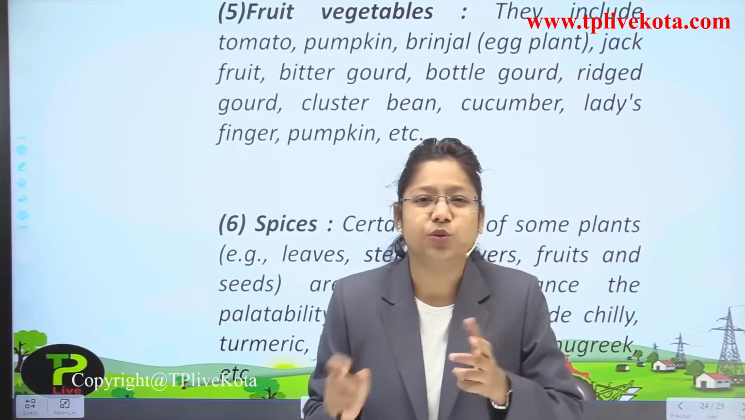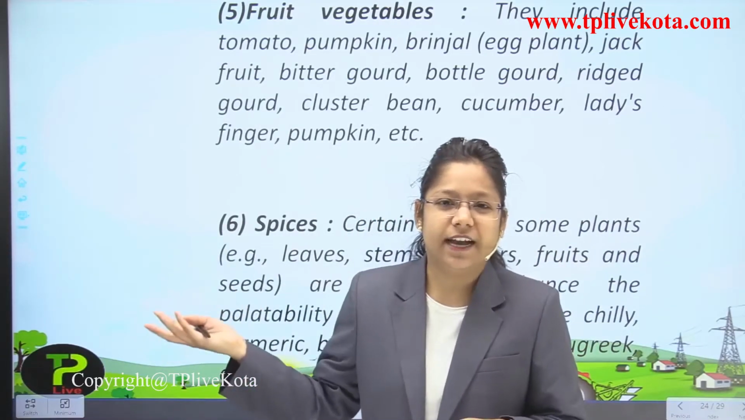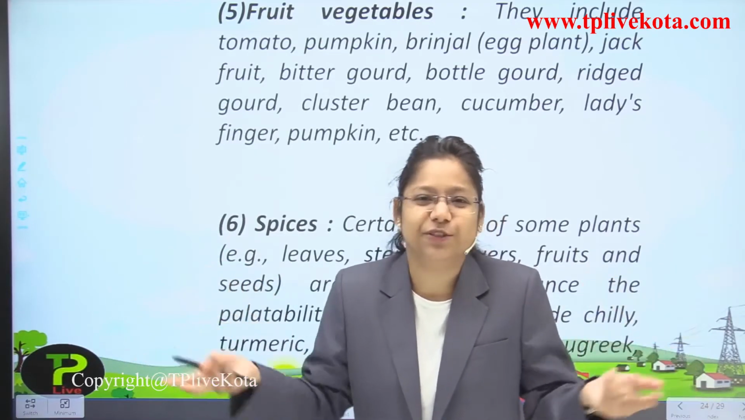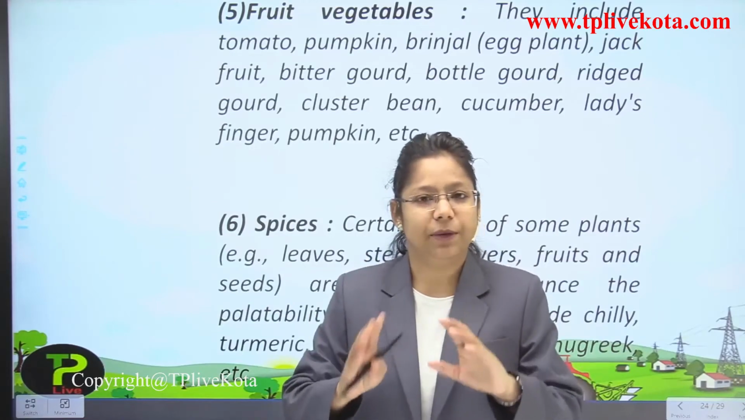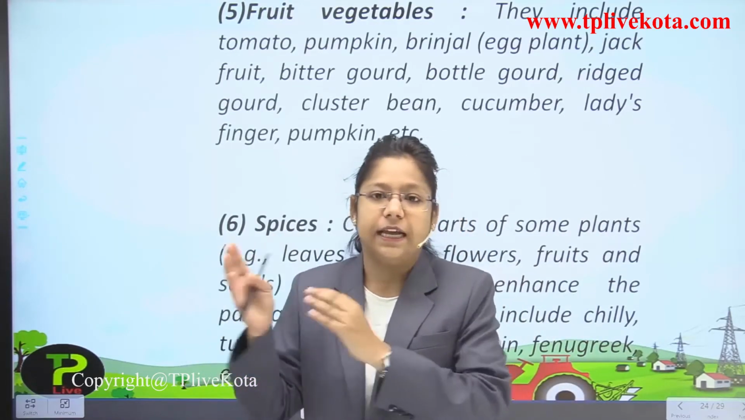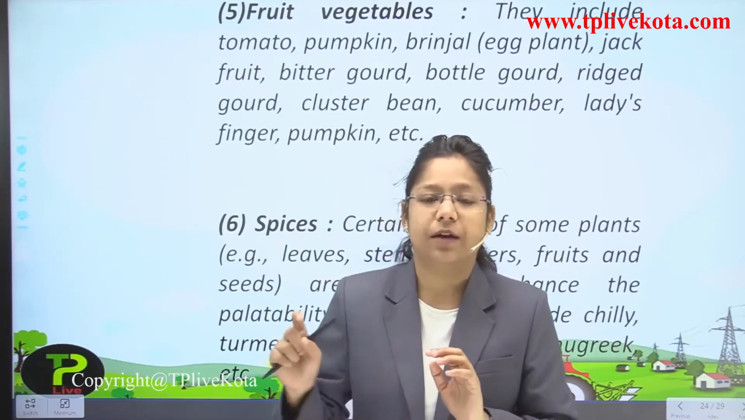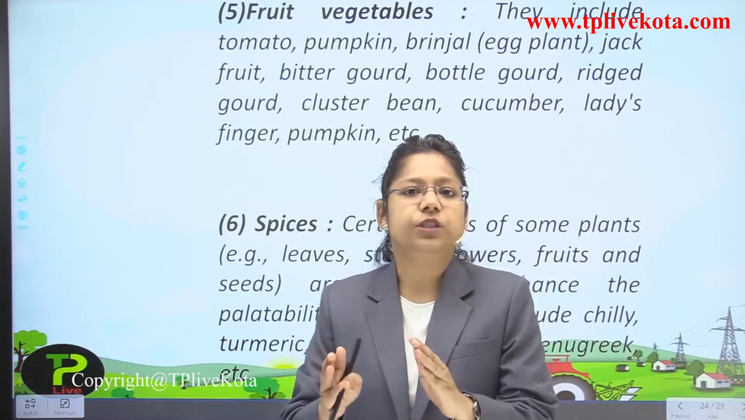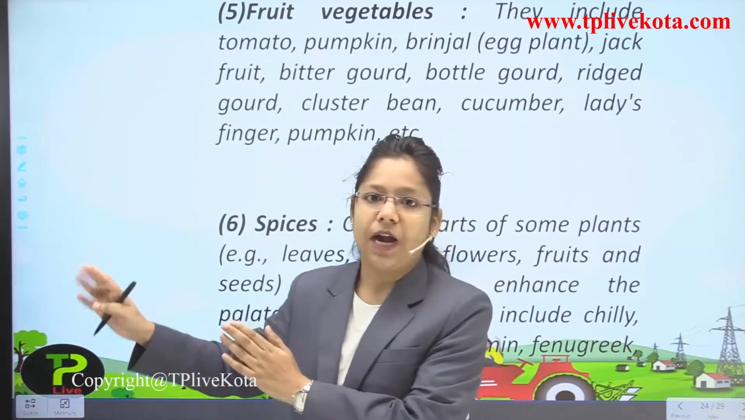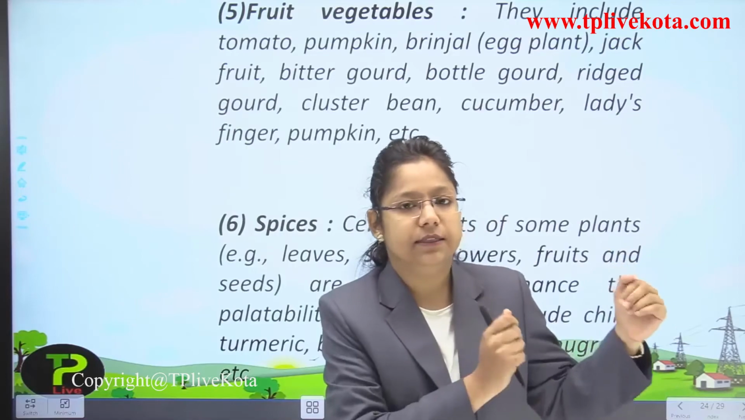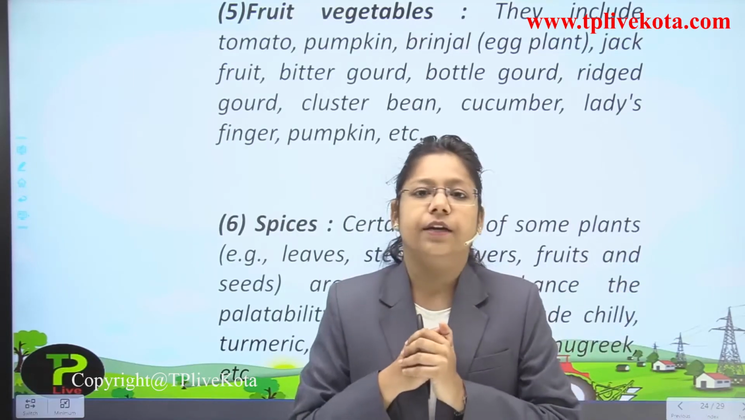I am mixing the two terms over here. In the previous slide I have told you that fruits are different and vegetables are different. Now what is the confusion over here? Students, remember this thing, the fruits are different and vegetables are different, based upon the type of plant part they are grown from. Fruits are grown from the flower part of the plant and vegetables are grown from other parts of the plant rather than the flower.